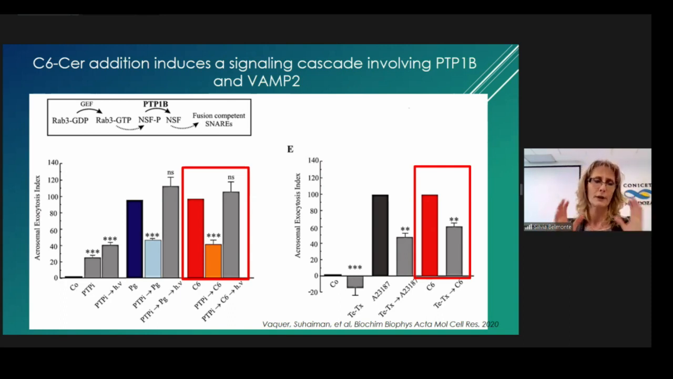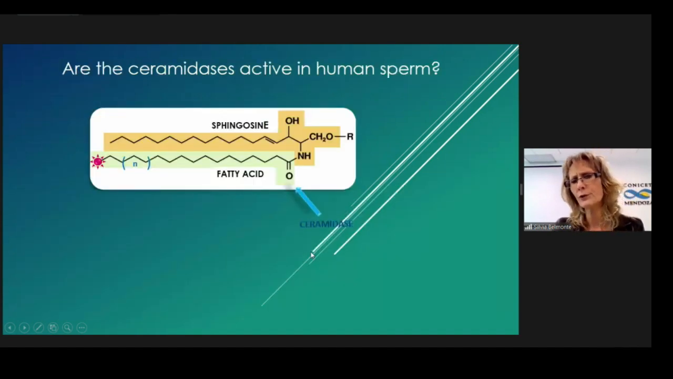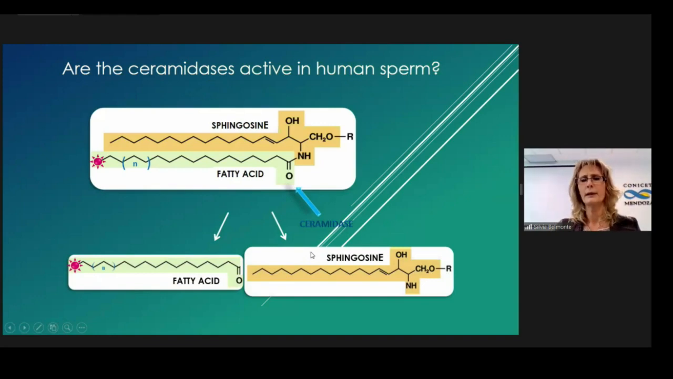Todos estos resultados nos llevan a decir que la ceramida está induciendo un mecanismo fisiológico de exocitosis. Ahora bien, otra enzima que encontramos del metabolismo de los esfingolípidos es la ceramidasa neutra. Nos interesó saber si estaba activa, y ya les cuento por qué.